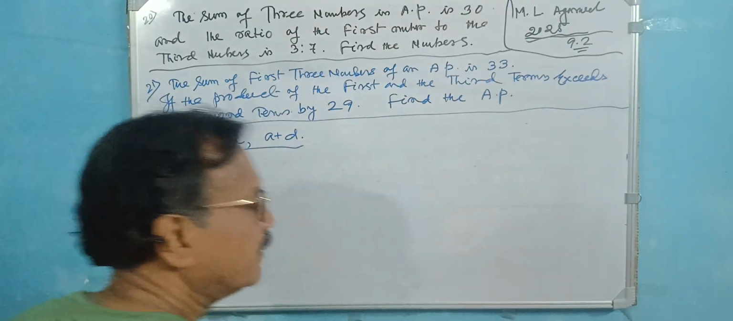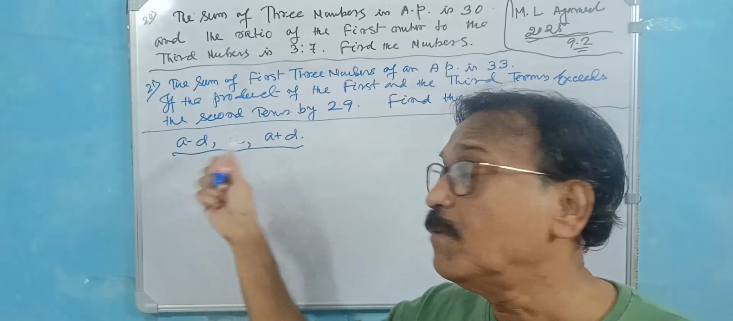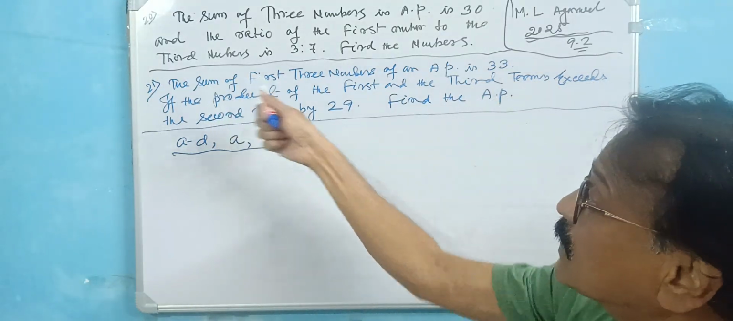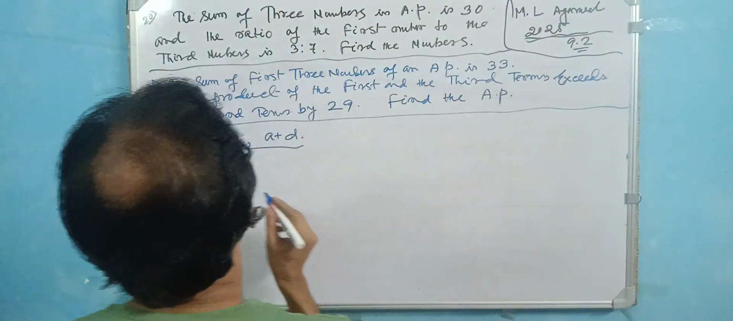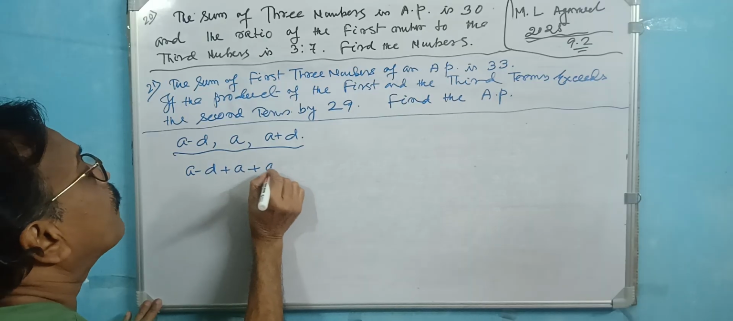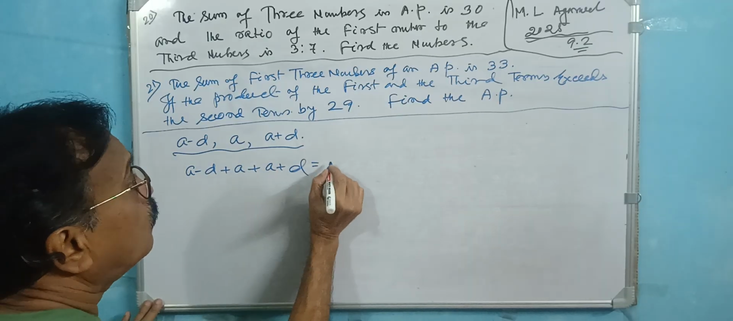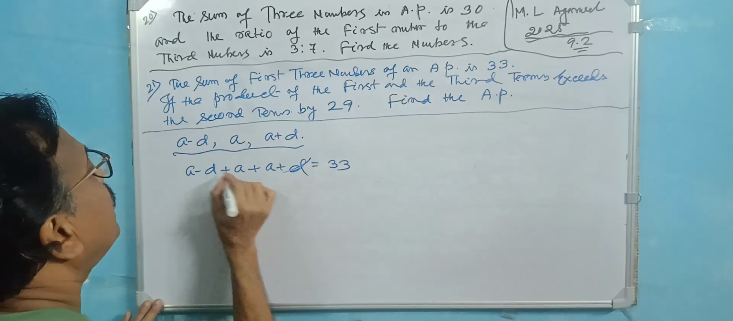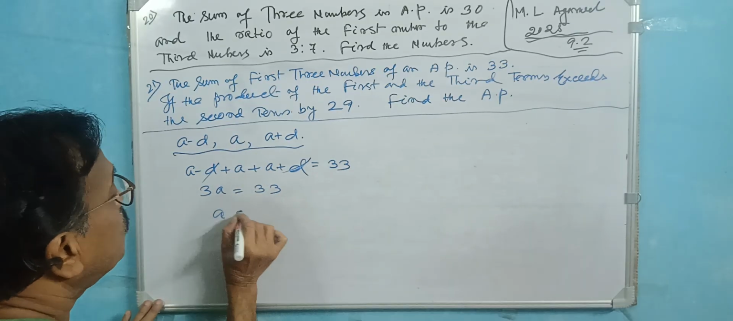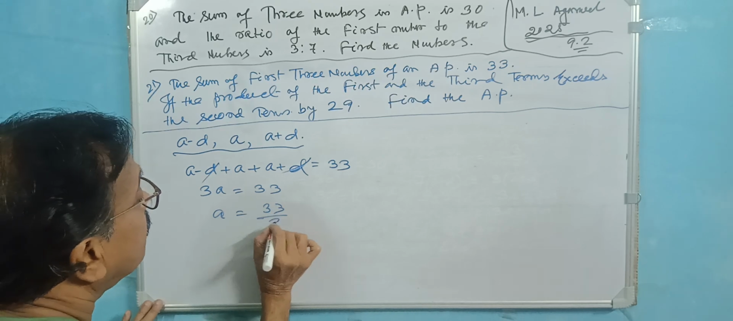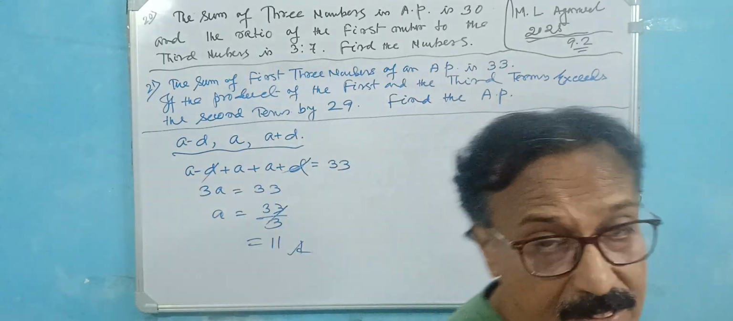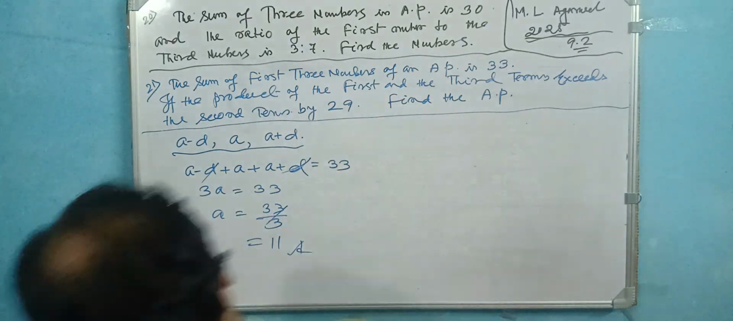I just have not written it here. The middle term is A, so the common difference is D. So A minus D is the first, this is the second term. Now the sum of the first three numbers in AP is 33. So by the question, A minus D plus A plus A plus D is equal to 33. From there you calculate 3A is 33. So A is equal to 33 by 3, this is 11. You get A is 11.